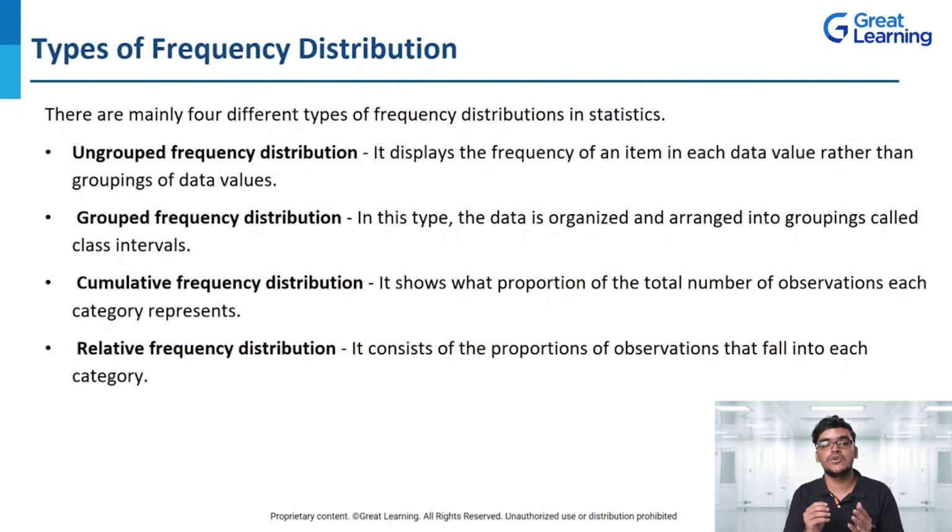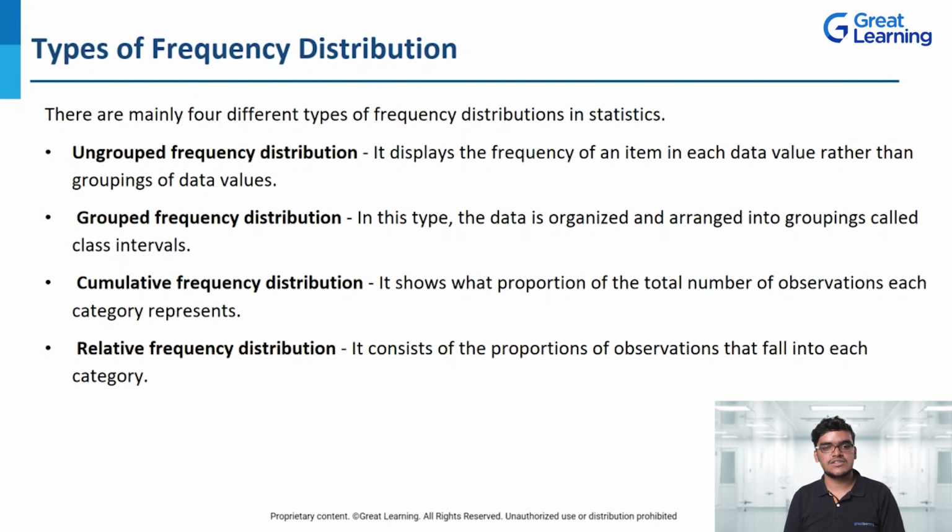After understanding ungrouped frequency distribution and group frequency distribution, let's understand what a cumulative frequency distribution is. Basically, a cumulative frequency distribution shows what proportion of the total number of observations each category represents. In a simple way, it is the addition of the frequency and all the frequencies below it. We will understand this as we go ahead.